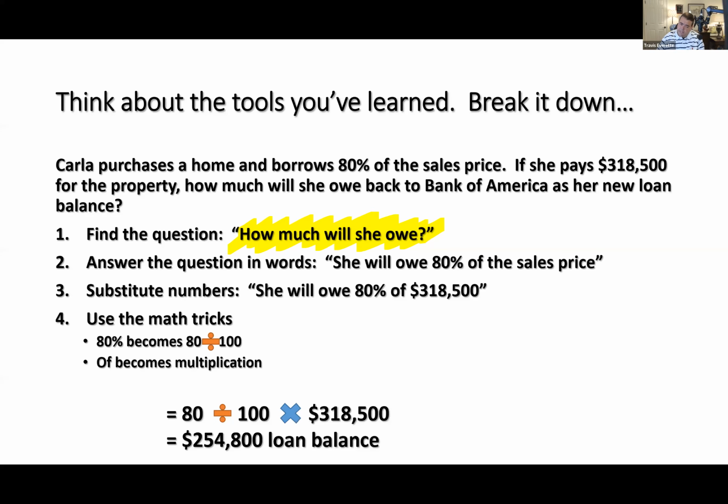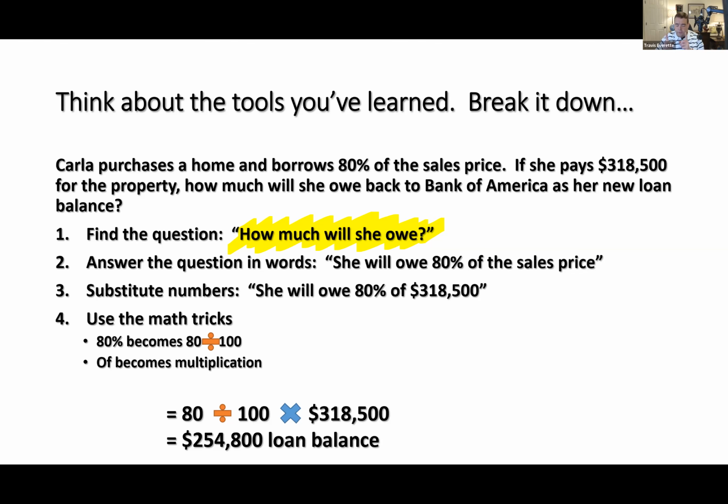80%, we know that's 80 divided by 100. We know that. We know that's multiplication. And the sales price they gave us is $318,500. Literally, it just walked it out for us, how we're going to type it into the calculator. 80% becomes 80 divided by 100, of becomes multiplication, $318,500. Her loan balance is $254,800.